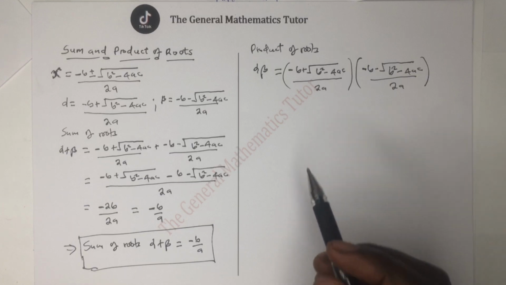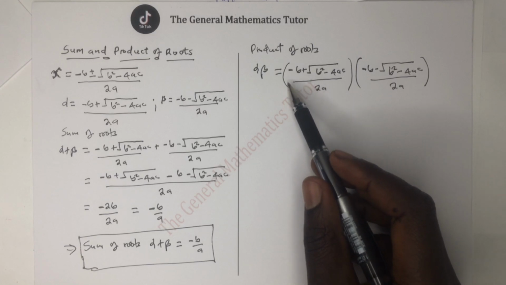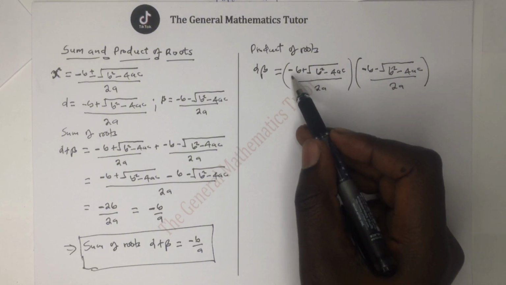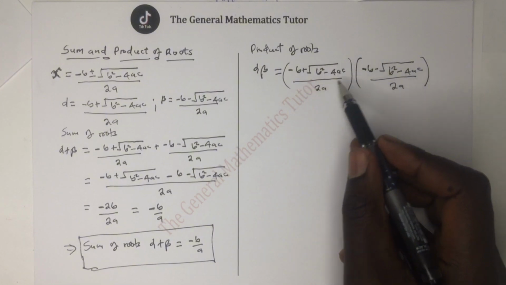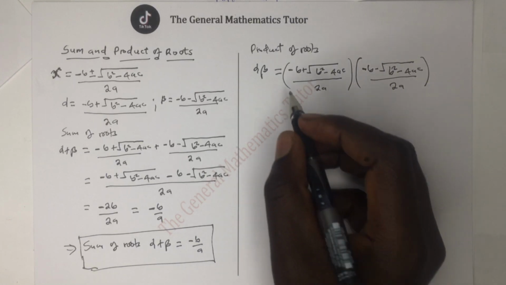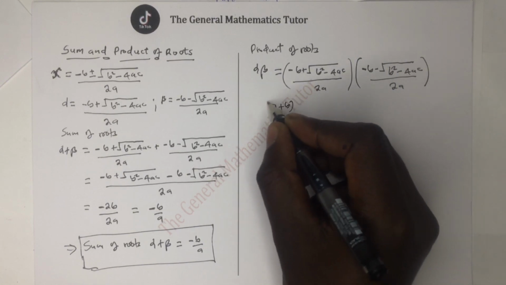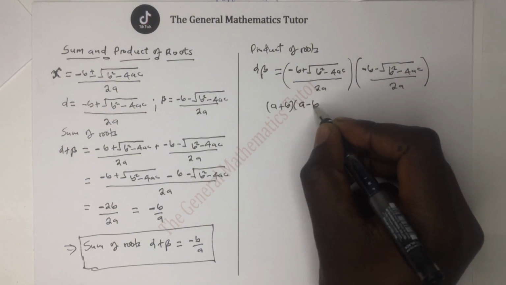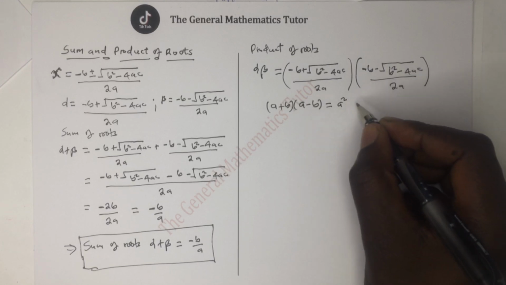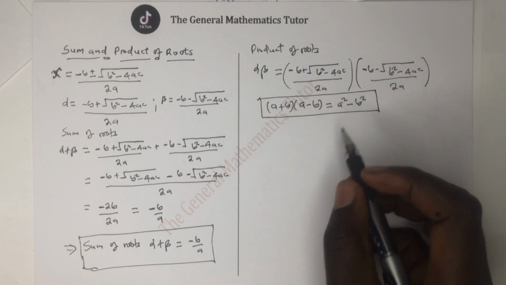When we look at this keenly, we realize that it looks like something from the quadratic identities, just the numerators. You have minus b here and minus b here, and the value under the root is the same on the other side. The only difference is that one is a sum and the other a difference. If you compare that with the quadratic identity where you have a plus b times a minus b, it is the same situation, and this gives a difference of squares, that is a squared minus b squared. This is what we are expecting to happen in this case.